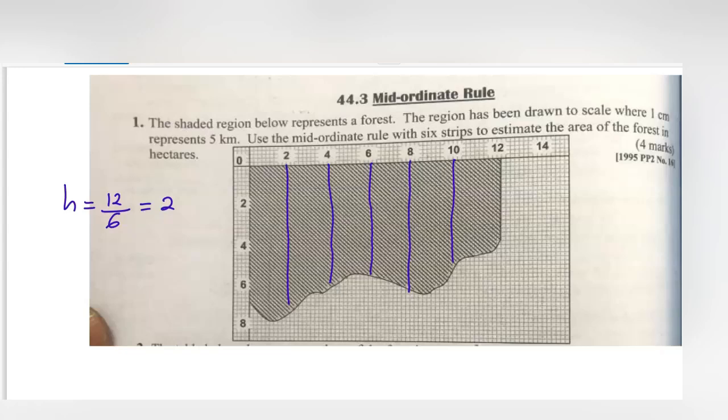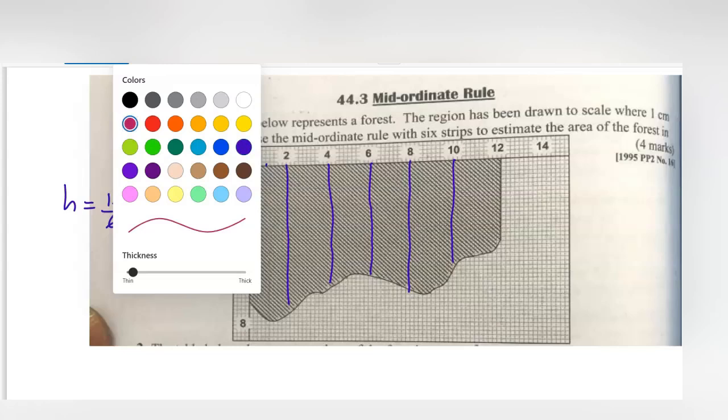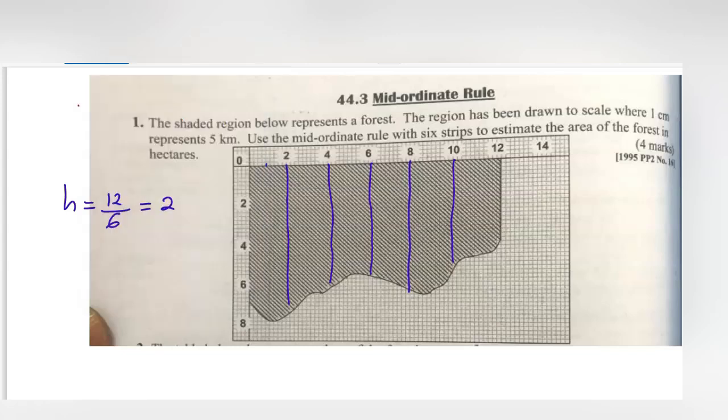After doing that, we are going now to pick the midpoints of these ordinates. Between 0 and 2, we pick the center and call it y1. Then between 2 and 4, we need the midpoint, which we are going to call y2. Then between 4 and 6, we have the midpoint, which we call y3. Then between 6 and 8, we have another one, which we call y4.